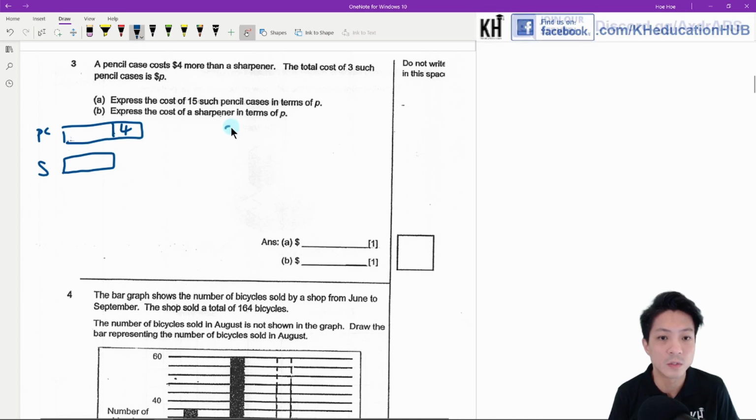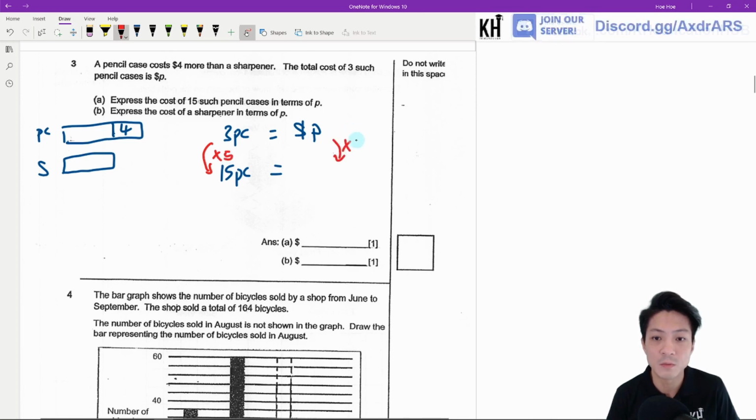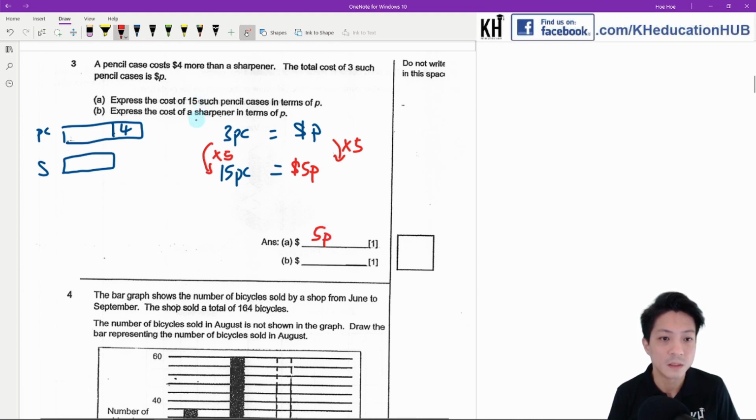So if 3 pencil cases is equal to P dollars, 15 pencil cases will be equal to how much? To get from 3 to 15, I need to multiply by 5, which means that over here I also need to multiply by 5, which will give me 5P dollars. Then next, express the cost of a sharpener in terms of P.